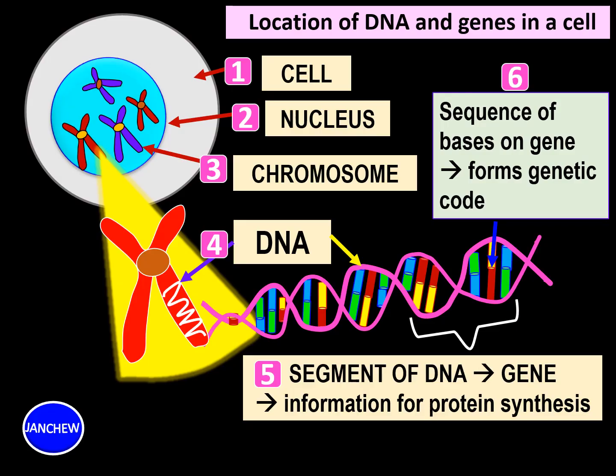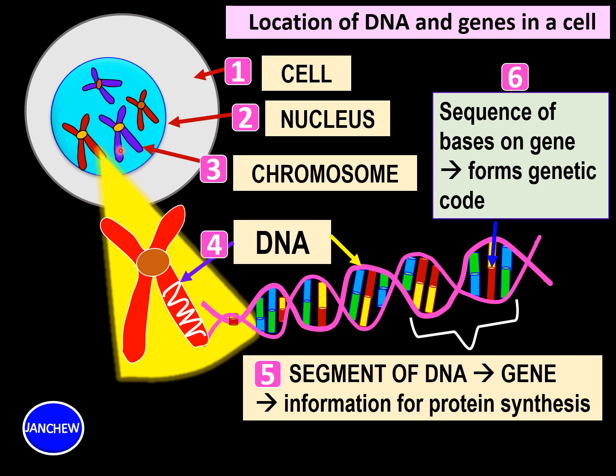Lastly, let's discuss the location of DNA in a cell. It's very simple. We'll zoom in from the bigger structures to the smaller structures. So in a cell, there is a nucleus. And in the nucleus, there are many chromosomes. For example, a normal human body cell, such as the skin cells, will contain 46 chromosomes. Each cell will have 46 chromosomes.